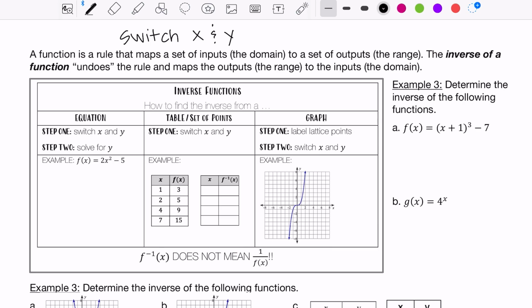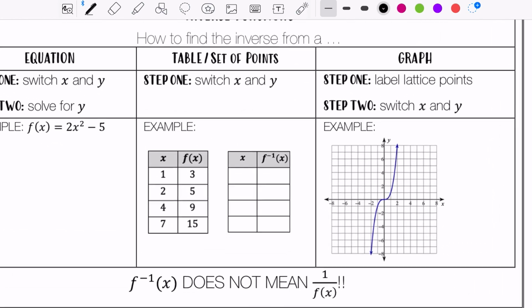So cool. That doesn't matter if it's a table, if it's a graph, or an equation. If you want to find the inverse, switch x and y. Okay? So let's go ahead and take a look at it. I'm going to start with the easiest one first, which is the table.